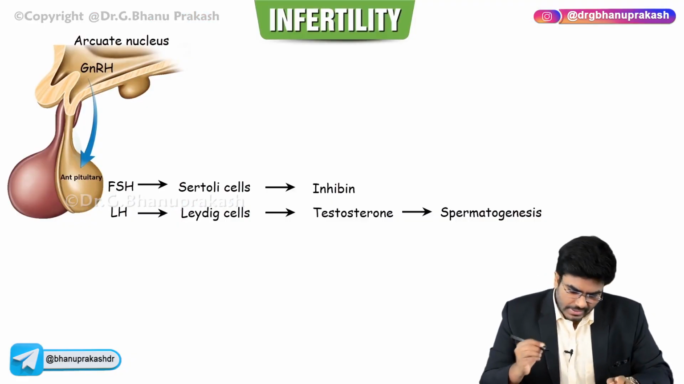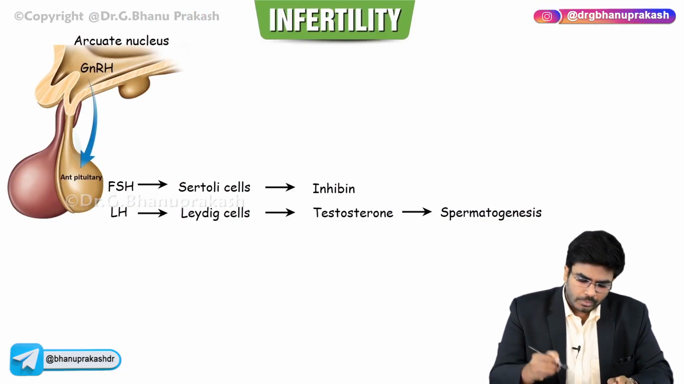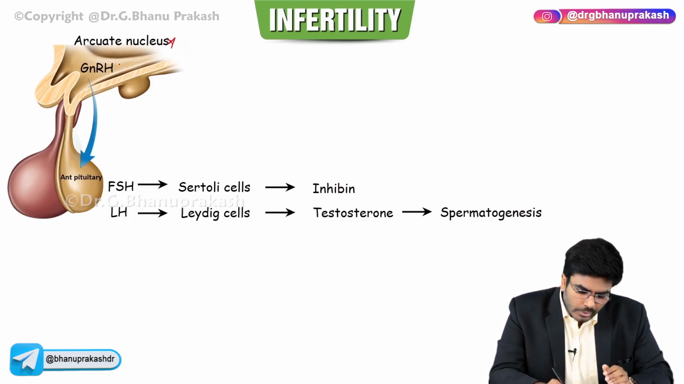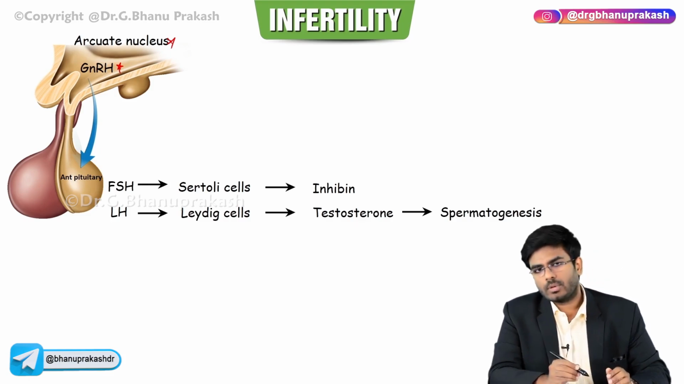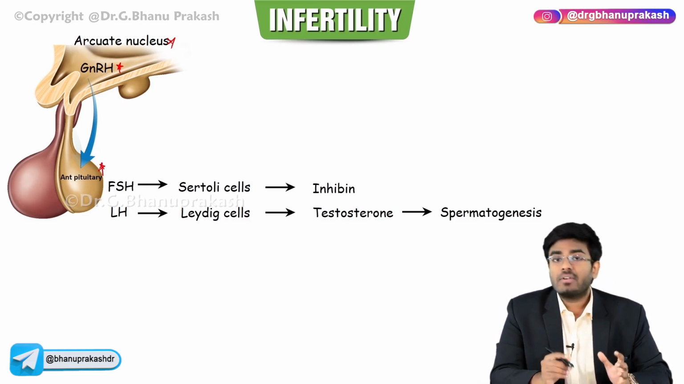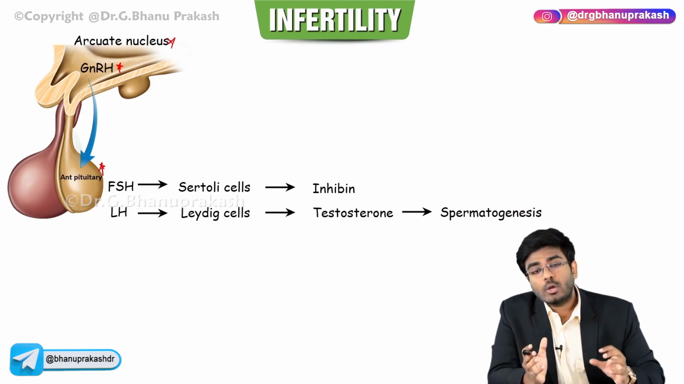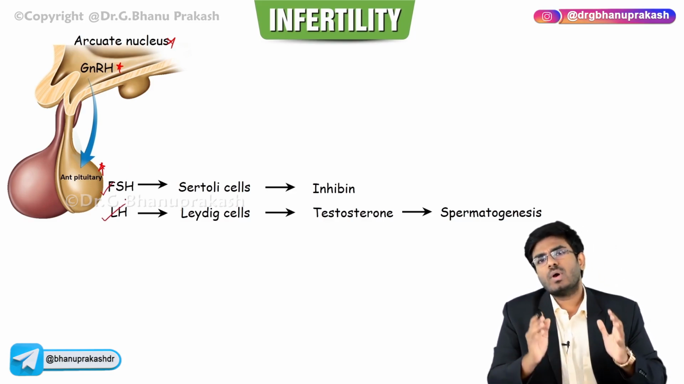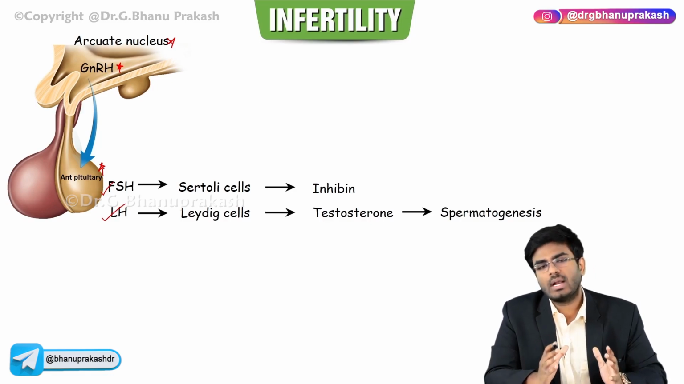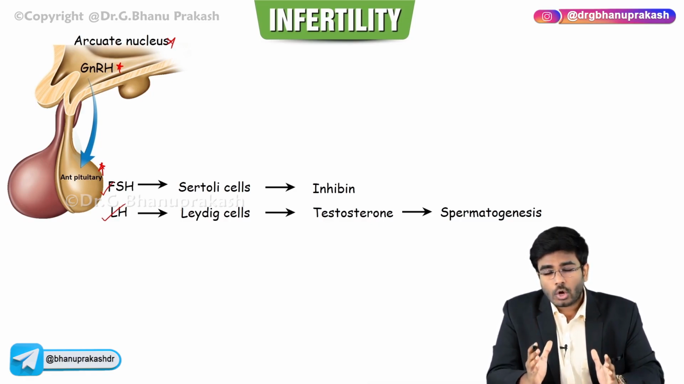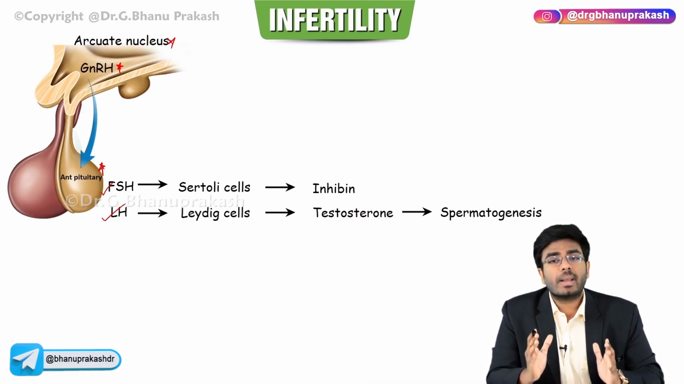Please see guys here, in a male during puberty the arcuate nucleus in the hypothalamus is activated and it produces gonadotropin releasing hormone. This gonadotropin releasing hormone reaches the anterior pituitary, and from the anterior pituitary the gonadotropes release the gonadotropins, which include follicle stimulating hormone and luteinizing hormone. What is the function of FSH and LH? Their main function is to produce testosterone, and they also help in spermatogenesis.